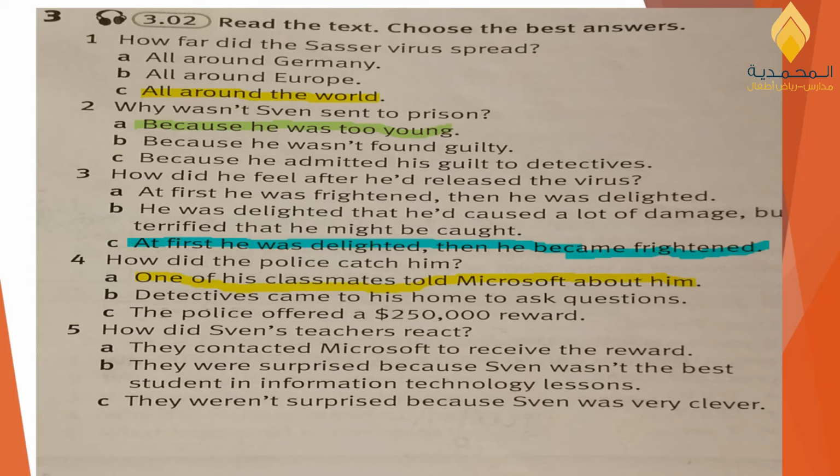5. How did Sven's teacher react? What was his teacher's opinion? They contacted Microsoft to receive the reward? No, they were surprised because Sven wasn't the best student in information technology lessons. They weren't surprised because Sven was very clever. Was he that brilliant? No, the correct answer is B. They were surprised because Sven wasn't the best student in information technology lessons.